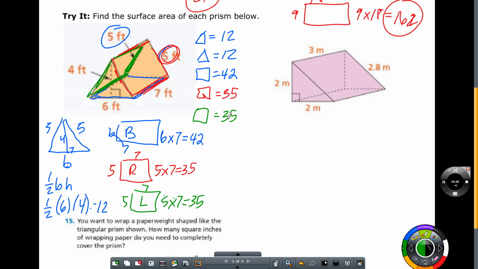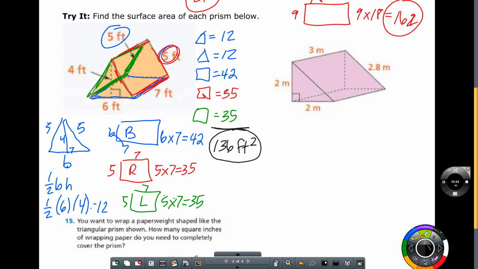To find the surface area, all we're going to do is add up all of those lovely numbers that we just listed there. 12 plus 12 plus 42 plus 35 plus 35. It's going to give us a surface area of 136 feet squared.